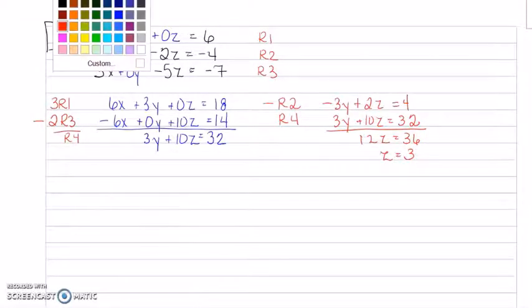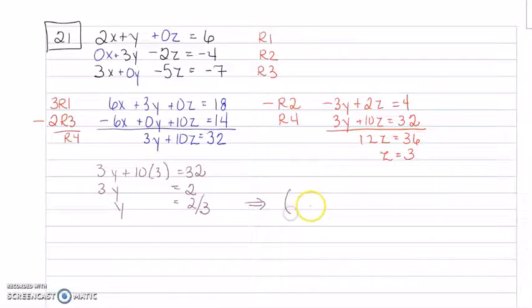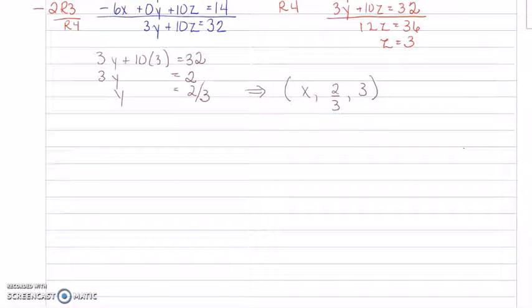So now I can start my back substitution. If z equals 3, I suppose I can use any equation. 3y plus 10 times 3 equals 32. So then 3y, subtract 30 from both sides, is 2. Then y is 2/3. So far my x is still unknown, my y is 2/3, and my z is 3. Then I'm going to want to substitute both of those into an equation, and I'll just pick row 1 because I can.